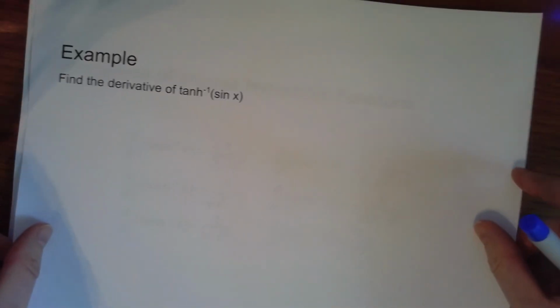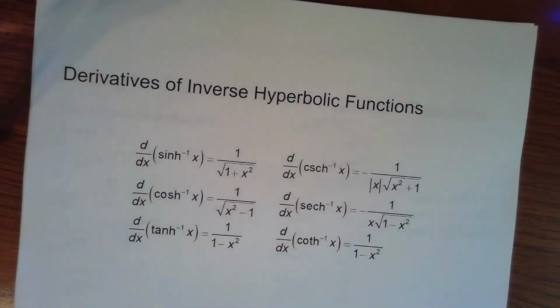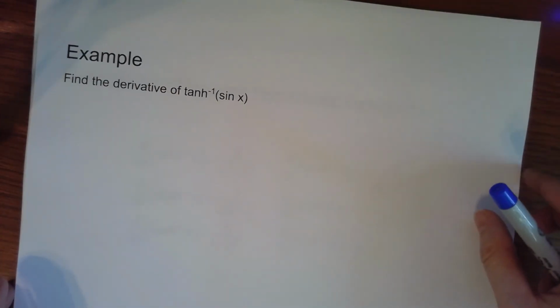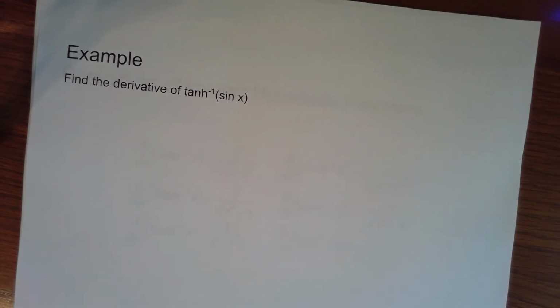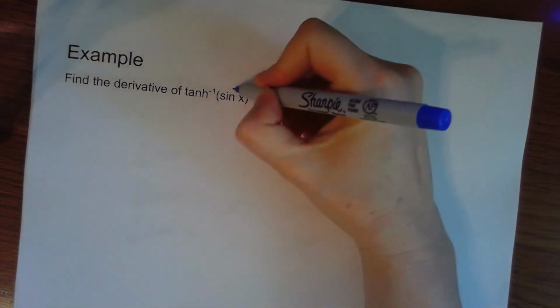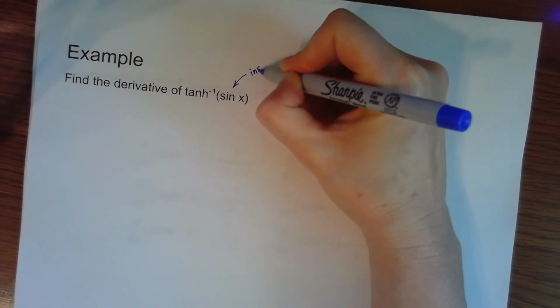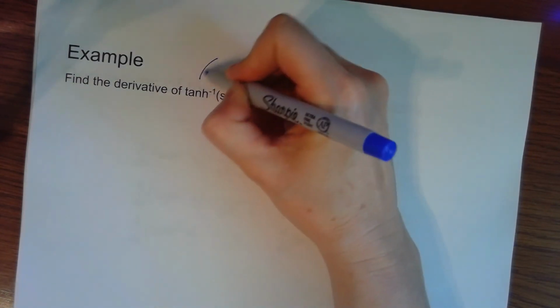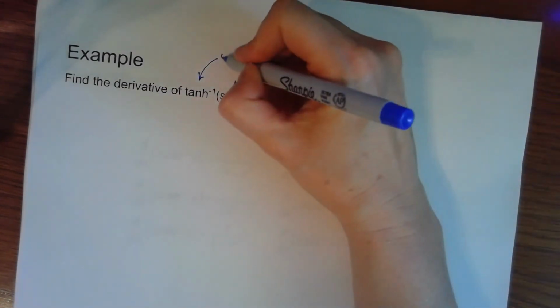Okay, so the last problem we want to do is look at, let's say that we actually know what all of the derivatives are, and we want to find the derivative of the inverse hyperbolic tangent of the sine of x. Okay, so this is a composition of functions. Sine is on the inside, and the inverse hyperbolic tangent is on the outside.